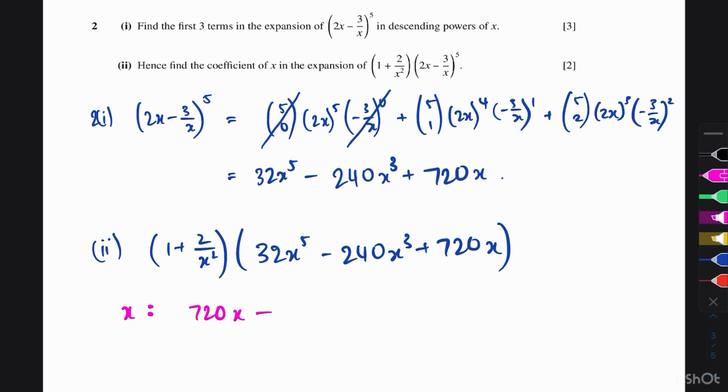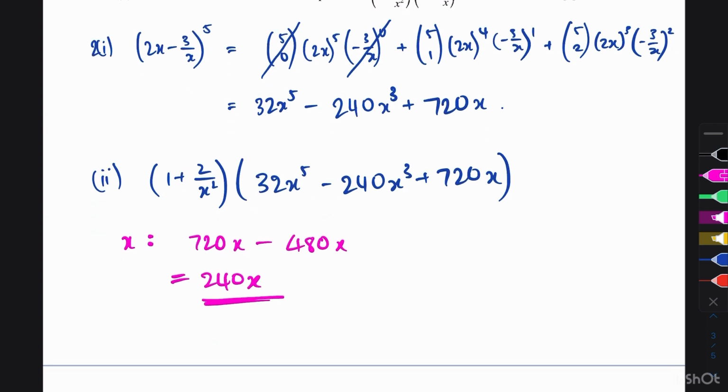So that'll be minus 480x. Yep, so 720x minus 480x. And that gives us 720 minus 480, 240. 240x. So our x coefficient is 240. Cool.